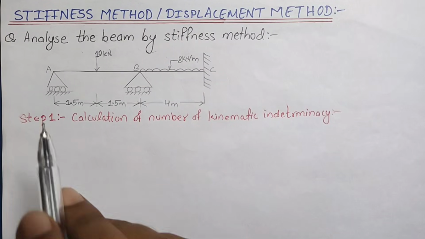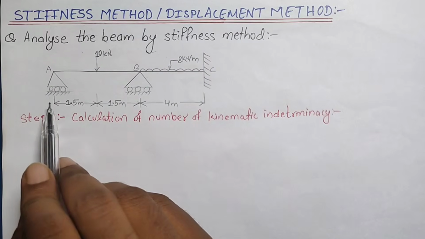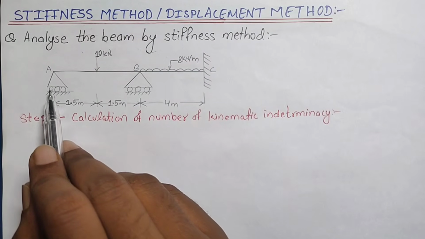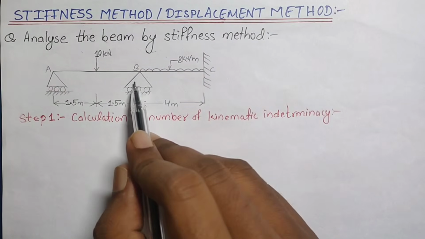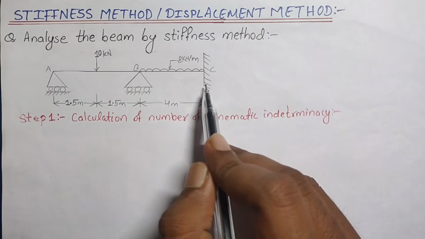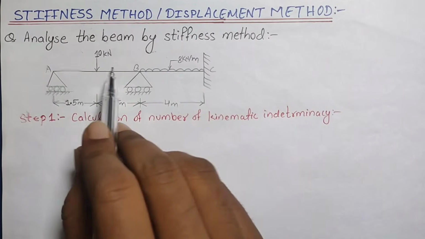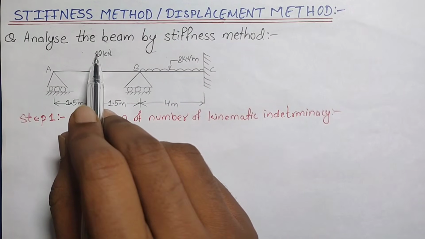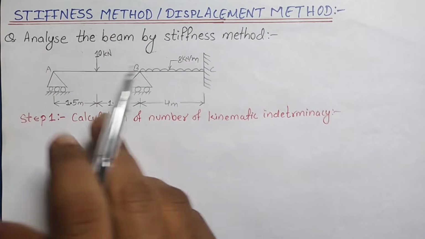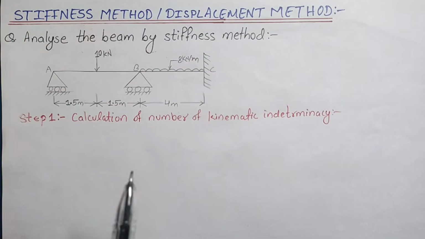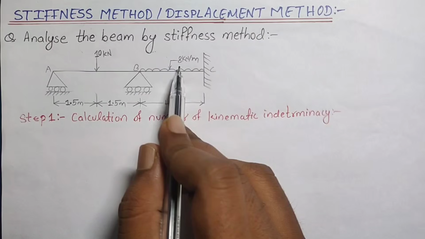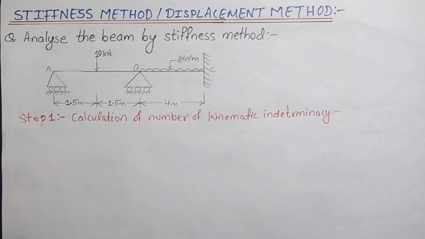The question is: support A is a roller support, support B is also a roller support, and support C is a fixed support. The span AB is loaded with a point load of 10 kilonewton, at the mid span of AB, and the span BC is loaded with a UDL whose span is 4 meter. Now let us look at the reactions of different types of supporting conditions.